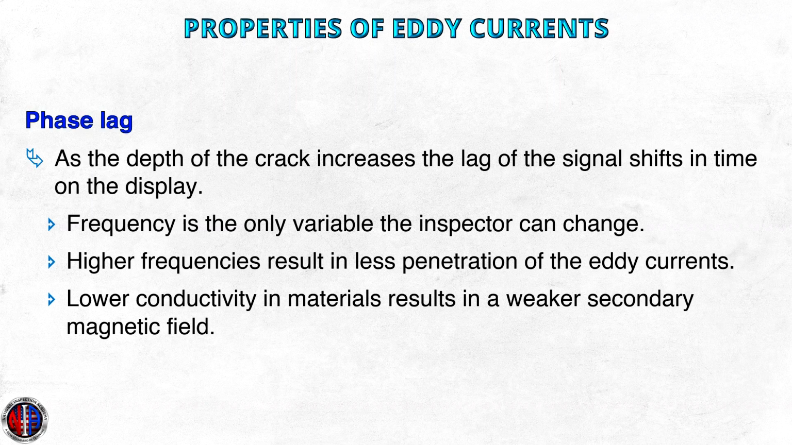The stronger magnetic field will cause the eddy currents to stay near the surface because of the increased skin effect. When inspecting ferromagnetic materials, the depth of penetration is limited to near-surface or surface inspections.